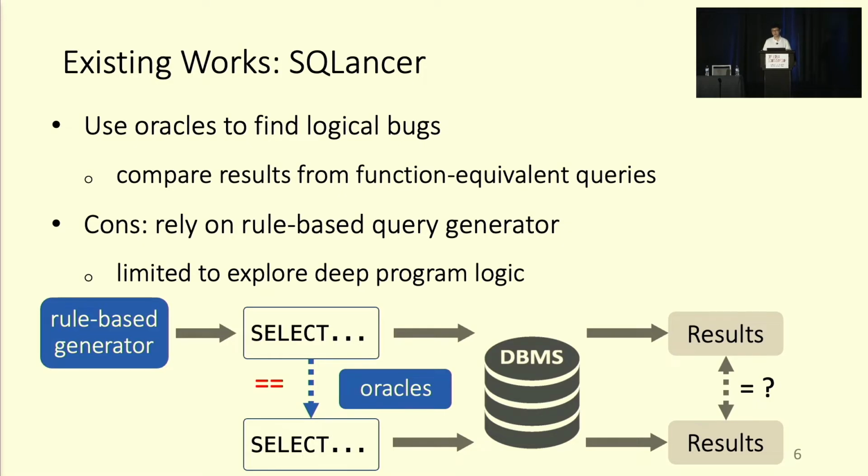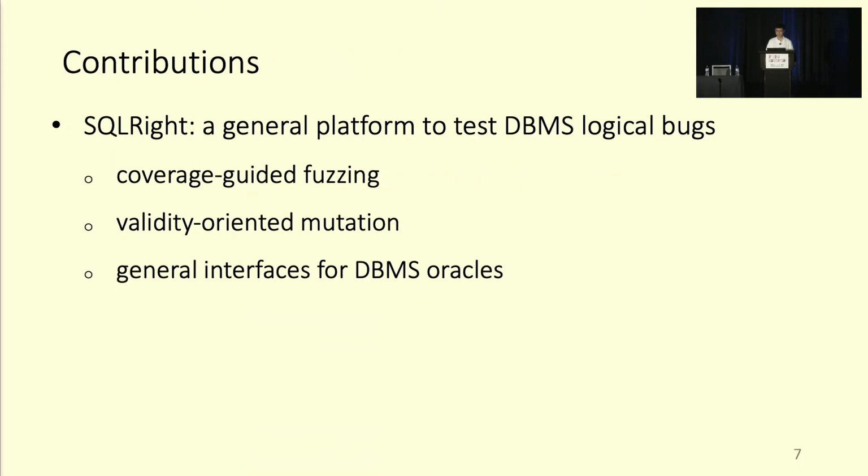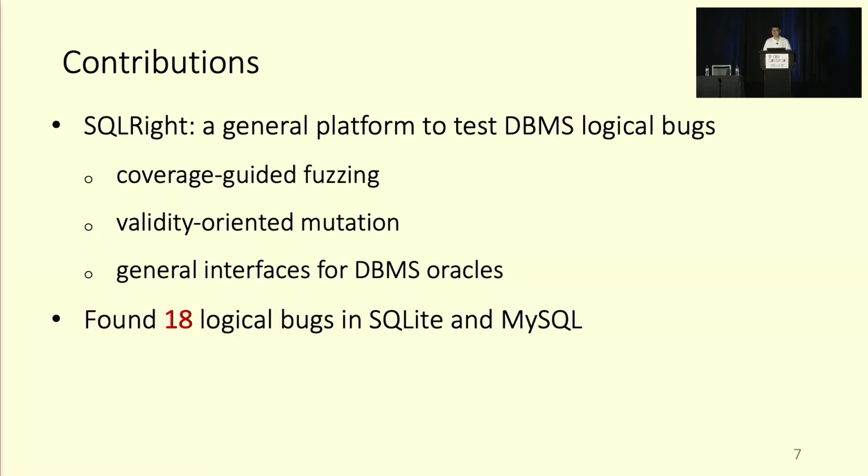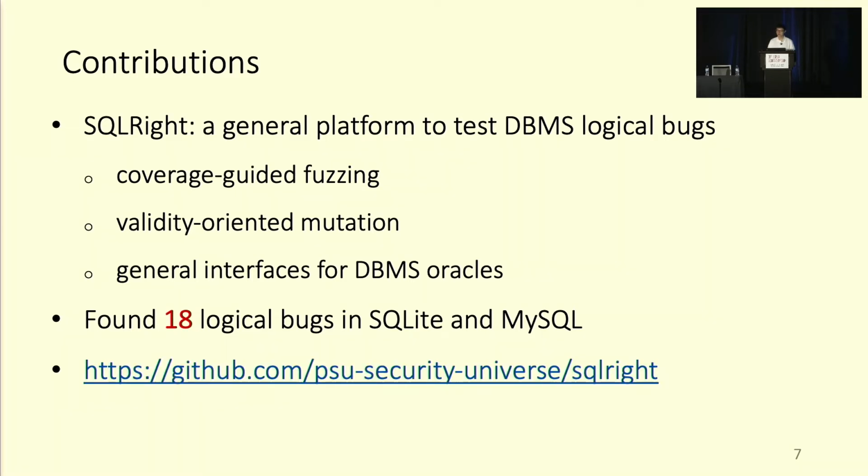However, SQLancer relies on its rule-based query generator to generate all its testing queries. The query generation rules limit its capability to test deep program logic. In this work, we propose SQLRight, a general platform to test DBMS logical bugs. SQLRight uses coverage-guided fuzzing and validity-oriented mutations to more efficiently explore the DBMS program. It also includes a general interface for easy oracle development. Our tool finds 18 logical bugs in total, and we open source our tool.